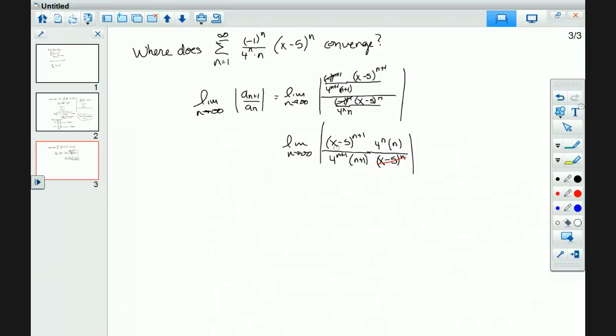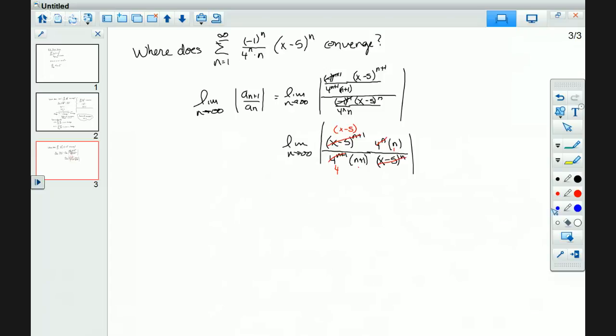And what's left here? Just an x minus 5, right? One of them, because the m's are gone, there's one left. You could do the 4 in. This is a 4, and a 4, right? What about these two? The n's cannot cancel in this case, can they?